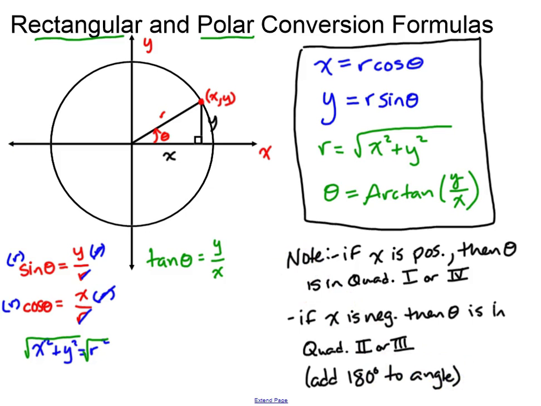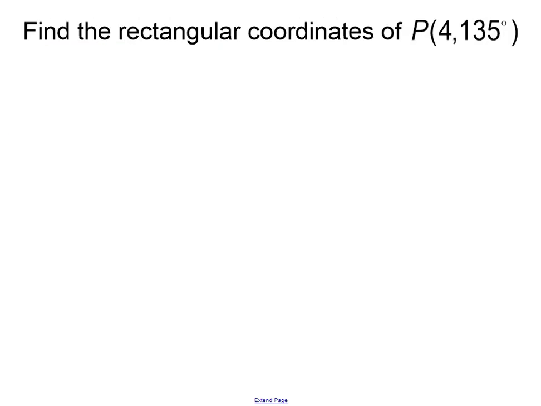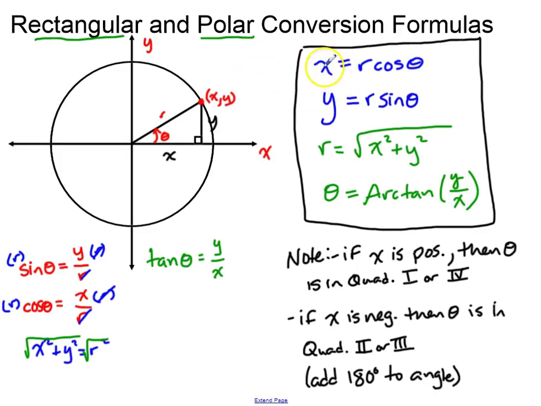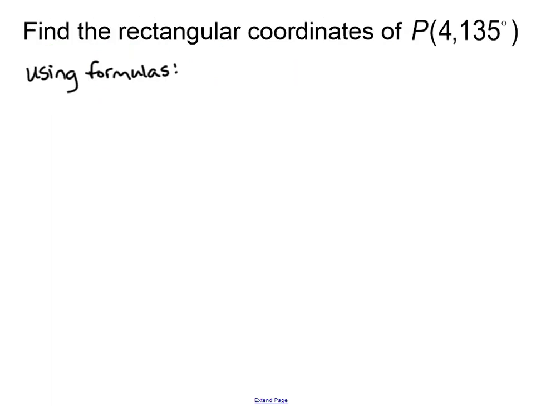Now let's dive in and try a couple examples. So let's find the rectangular coordinates of this polar point 4, 135 degrees. First off, we're going to show how to use the formulas. We're going to want to find the x of the point. Well, let's go back and find out what we do for x. So x has to do with the cosine, so we're going to do r times the cosine of theta. So we have the r and the theta.